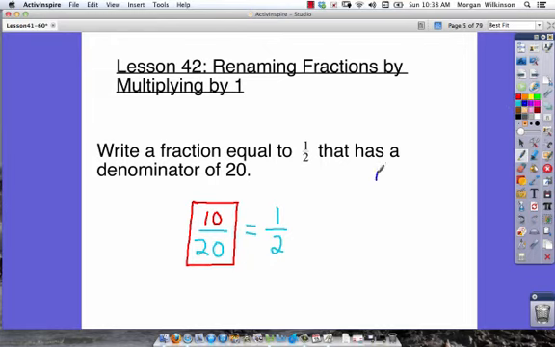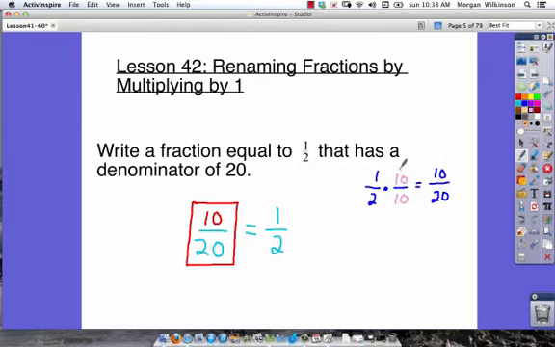Now the way that we can do this problem by multiplying by 1 would be to say this. We're going to say 1/2 times some fraction equal to 1 is going to be equal to 10 out of 20. In order to get from 2 to 20, we have to multiply by 10. And in order to get from 1 to 10, we have to multiply by 10. So you can see, we multiply 1/2 by 10/10ths to get to 10/20ths.